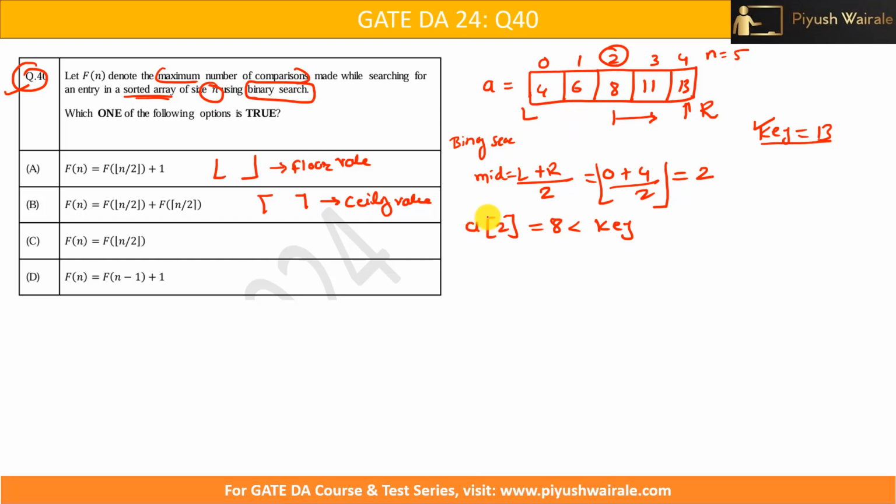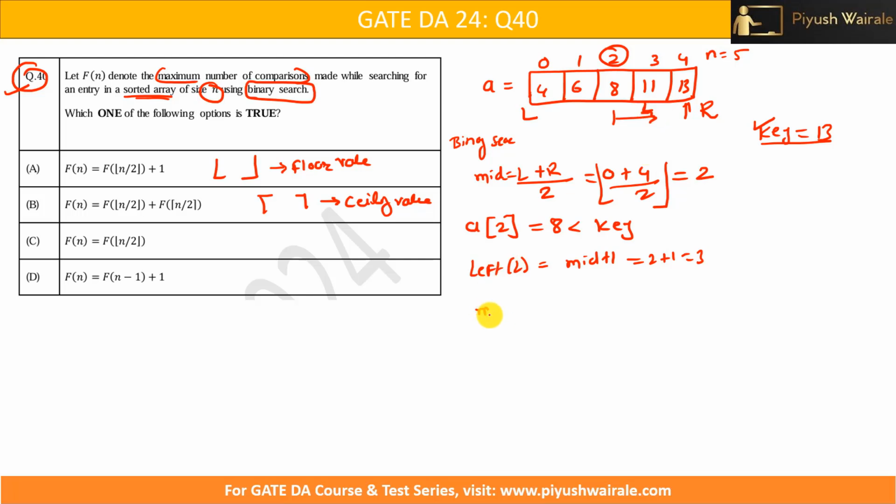Now in this case what will happen? This left, that is L, will get updated to mid plus 1, because I want to search on the right hand side. If my targeted value, for example the key, is 4 and this 4 is less than 8, the middle value, then I need to search on the left hand side. But our targeted value is 13, so we need to search on the right hand side. So that's why my updated left value will be mid plus 1. So here mid plus 1 is 3. So this will be my left and this will be my right now.